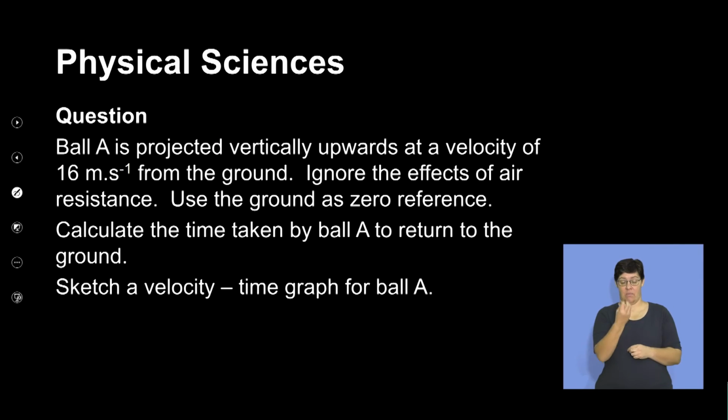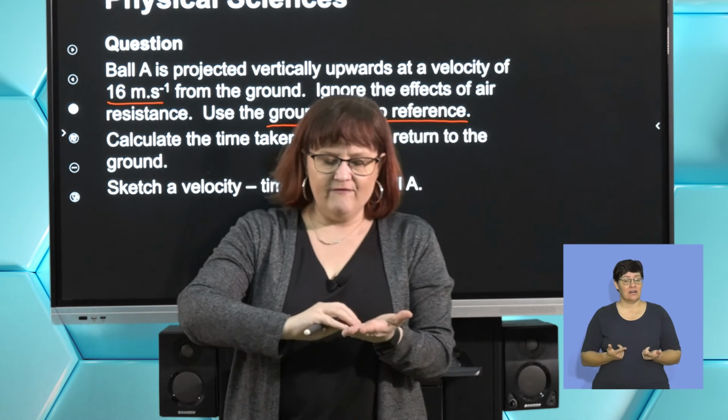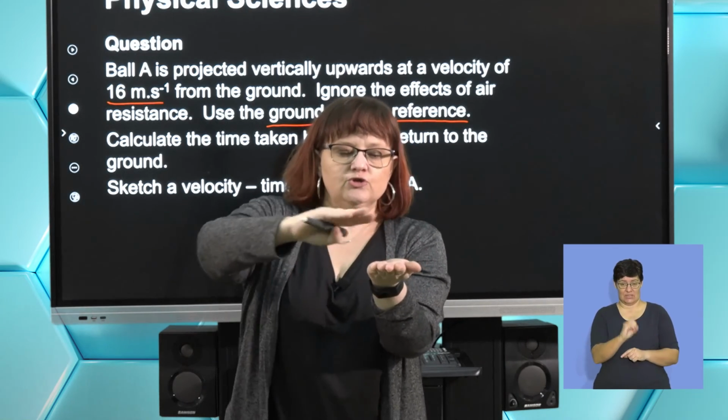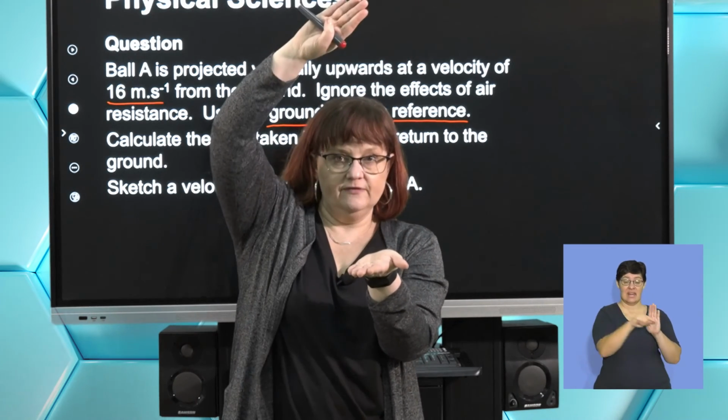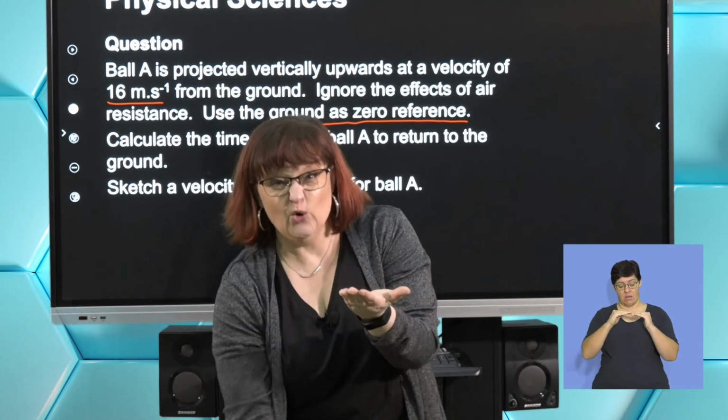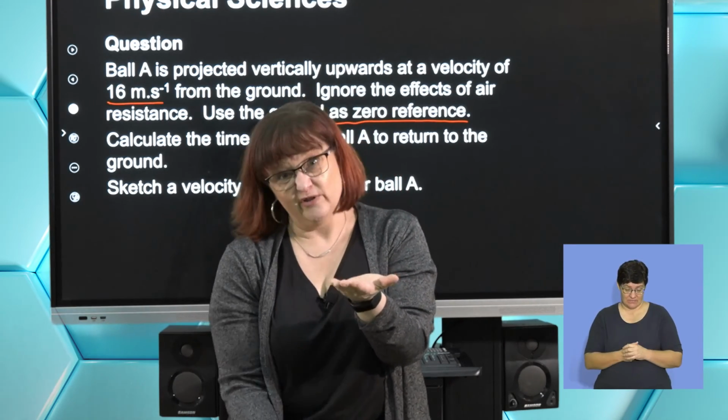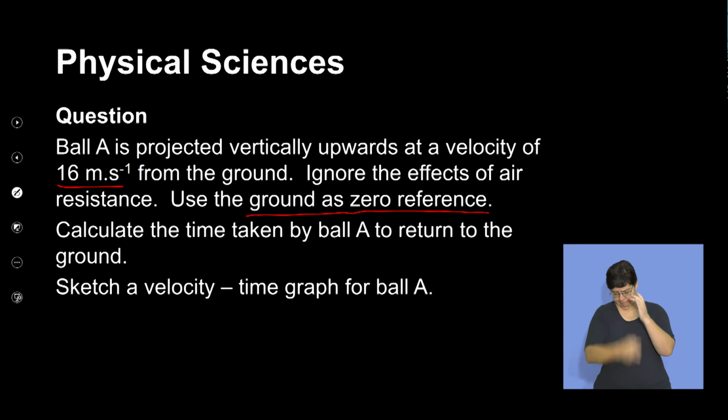We have a ball projected vertically upwards, in other words, thrown, with a velocity of 16 meters per second from the ground. Ignore the effects of air resistance. Use the ground as zero reference. What does that mean? That means that we compare everything to the ground as my 0 point. So everything above the ground is either negative or positive in terms of displacement. Everything below the ground is negative or positive. Okay? Below the ground would be hard because it's the ground. They want us to calculate the time taken by the ball to return to the ground, and then they want us to sketch a time velocity graph.